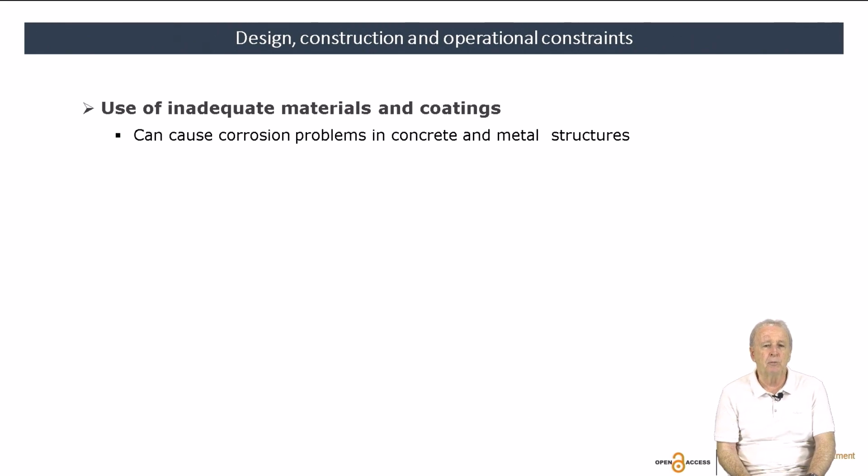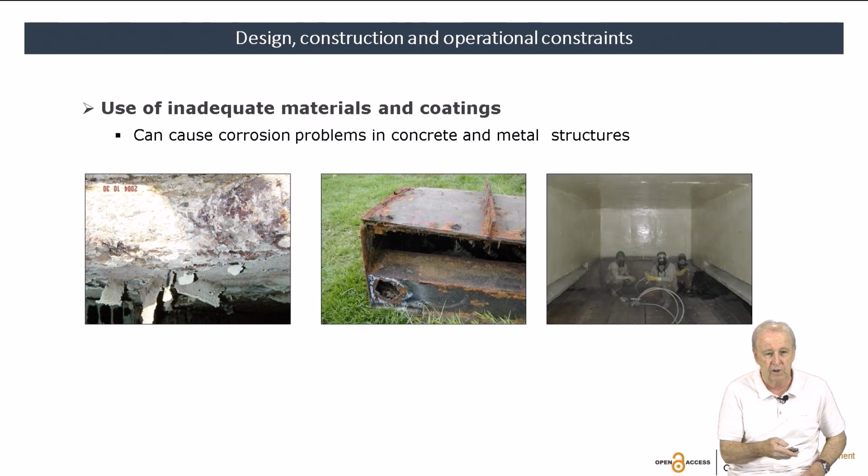Use of inadequate materials and coatings that can cause corrosion problems in concrete and metal structures. Here you can see corrosion problems in one concrete slab. This photo was taken from bottom to top of the reactor, and in some points you can see the exposure of the steel bars. So severe concrete problems here in a concrete gas chamber of one three-phase separator, also severe corrosion problems.